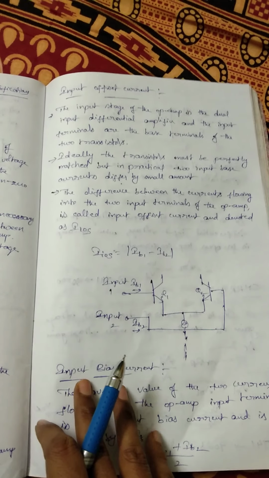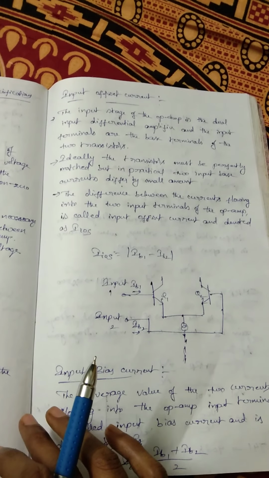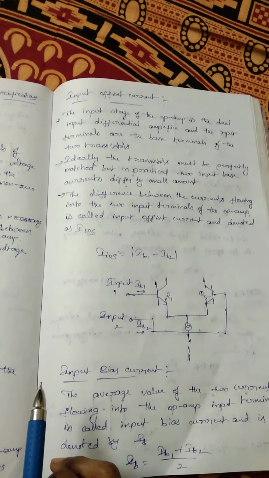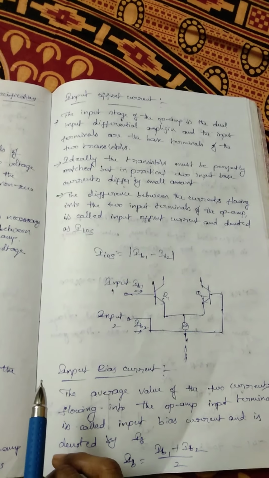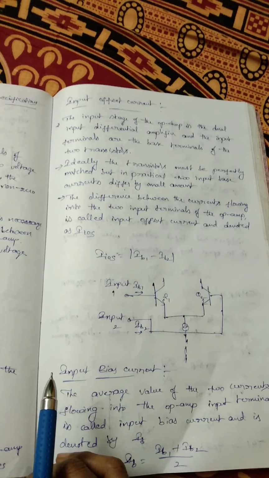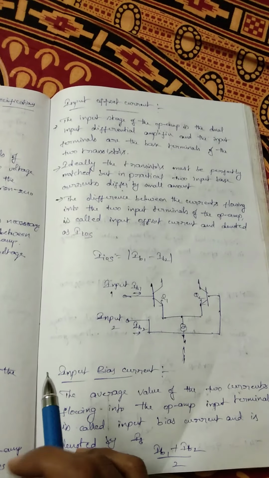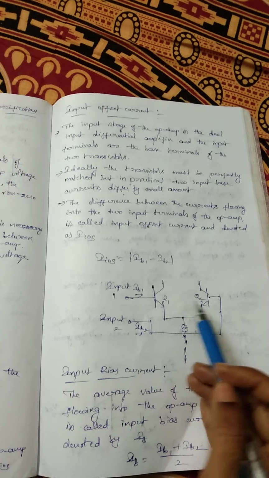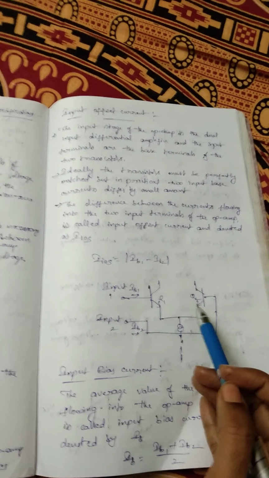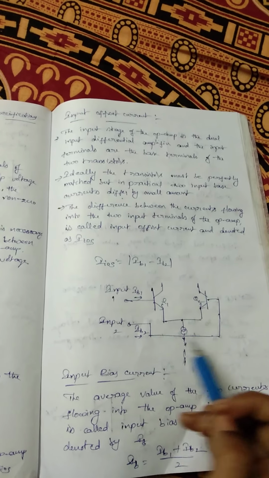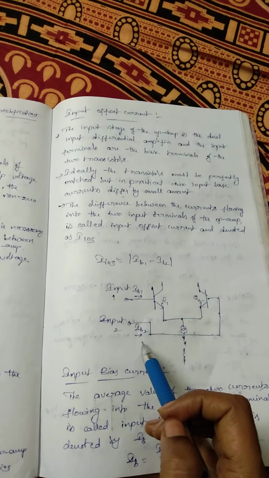The input stage of the op-amp is the dual input differential amplifier, and the input terminals are the base terminals of the two transistors. We know the differential amplifier consists of two transistors, and the two transistors' bases have some current. Here we are representing the two transistors of a differential amplifier, Q1 and Q2. Q1 draws some base current, that is IB1, and Q2 draws some base current, that is represented as IB2.